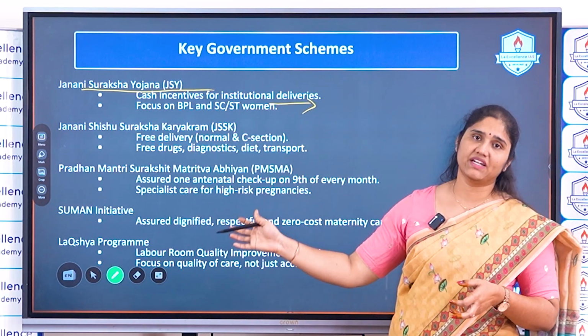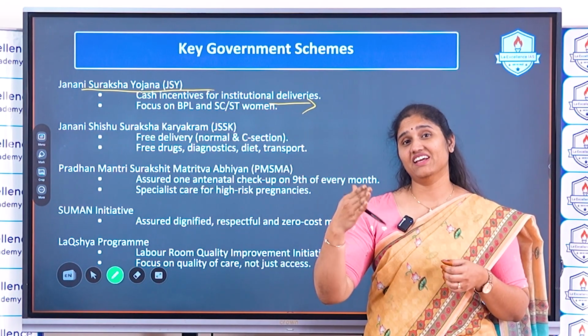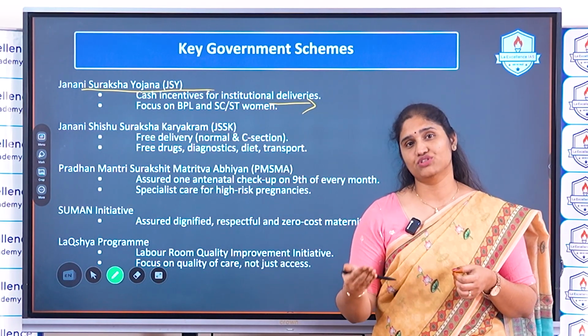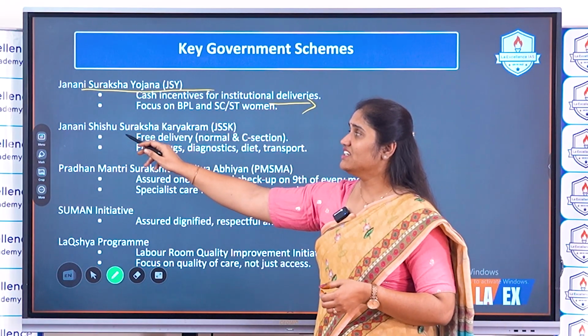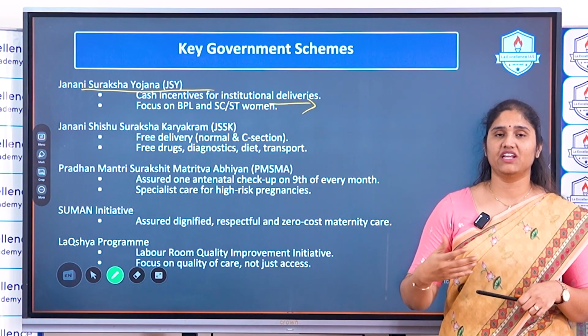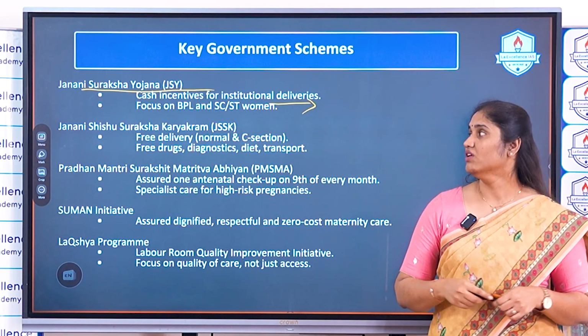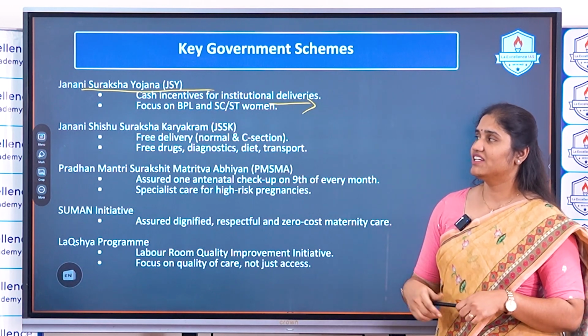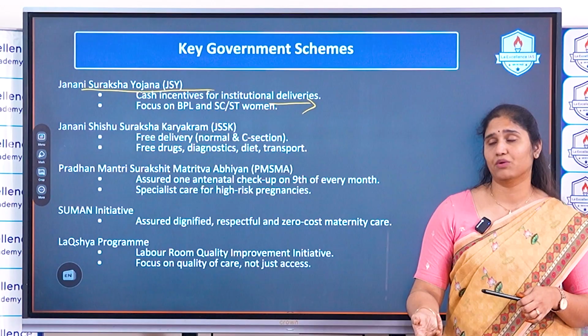This is where we have the cash-intensive approach, and through it 89% of our institutional deliveries are now happening. Then the second one we have is Janani Sishu Suraksha Karyakram. It is for free deliveries. In government institutions, we are promoting free deliveries, free diagnostics, and free drugs; medicines are being provided to them.